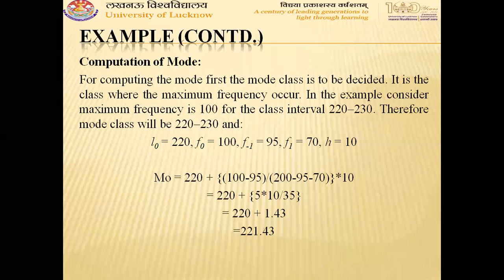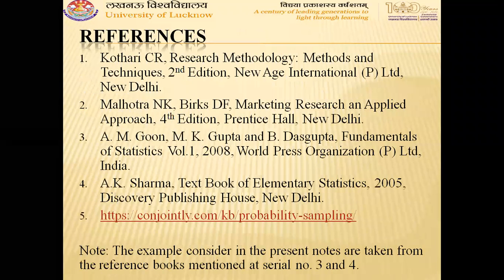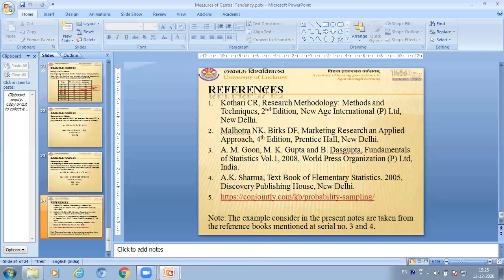221.43. So this is how we calculate the measures of central tendency for raw data as well as for class intervals. So that was about today's lecture.